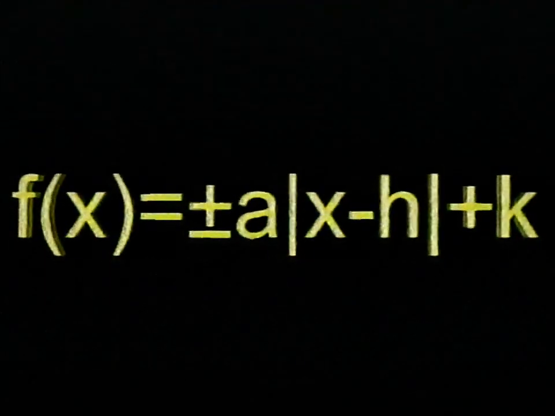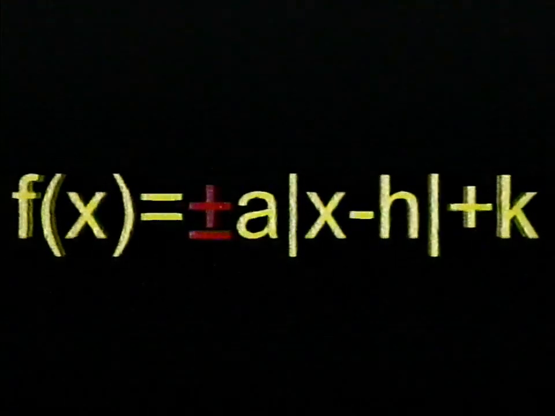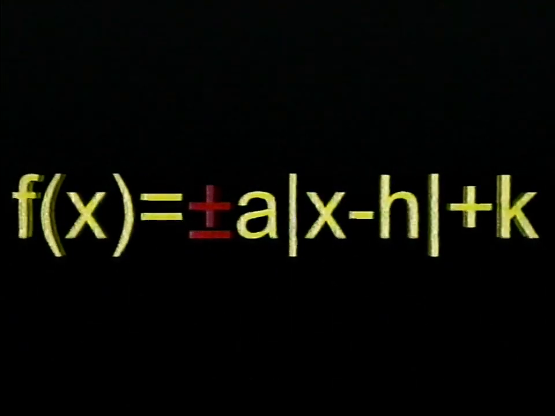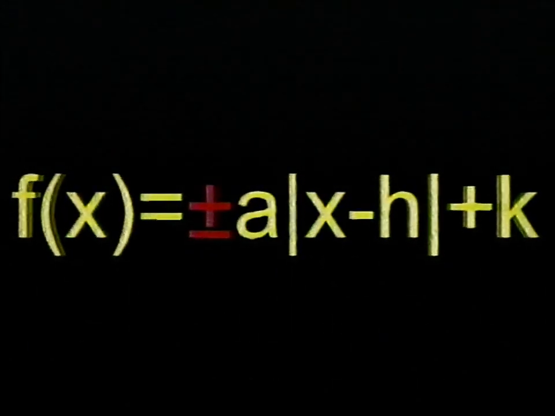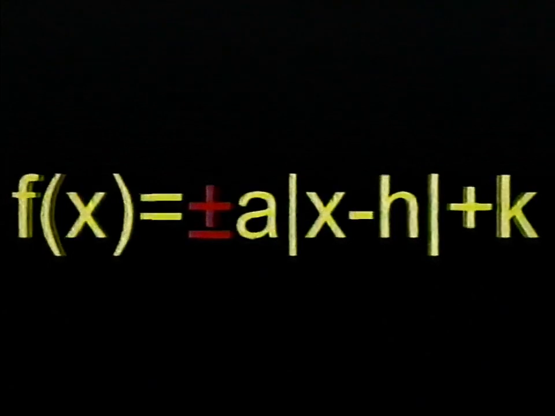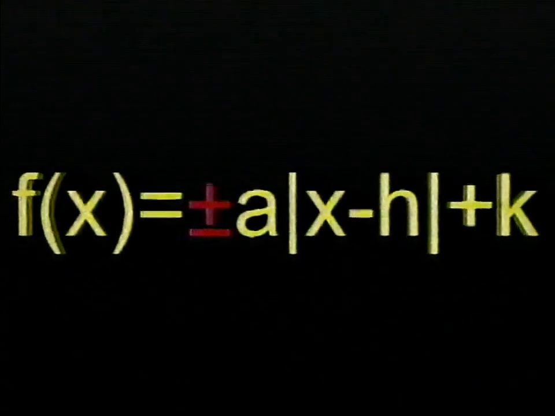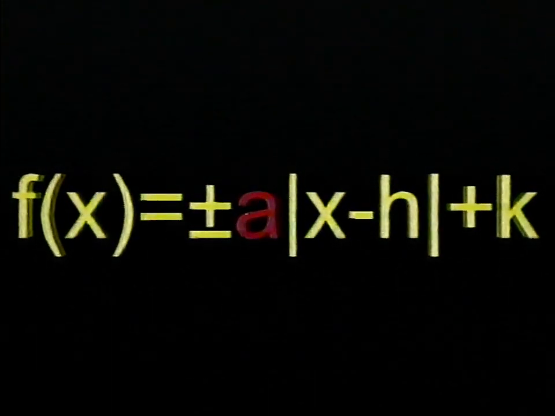The following equation is f of x equals plus or minus a, absolute value of x minus h plus k. The plus or minus determines whether the graph points up or down. A positive means it'll point up. A negative means it'll point down. A determines the slope of the graph.